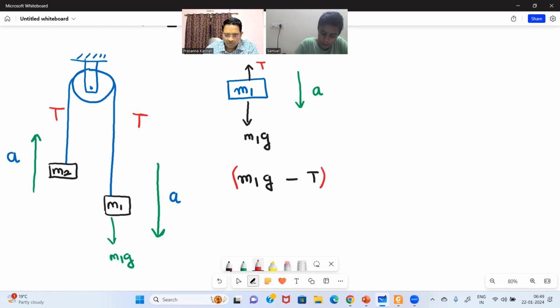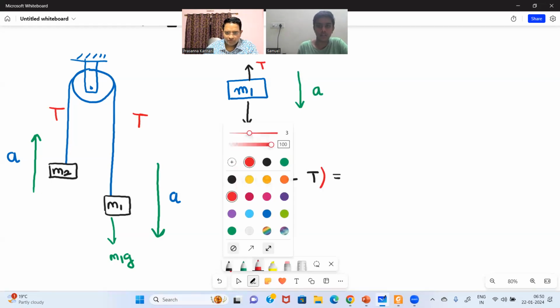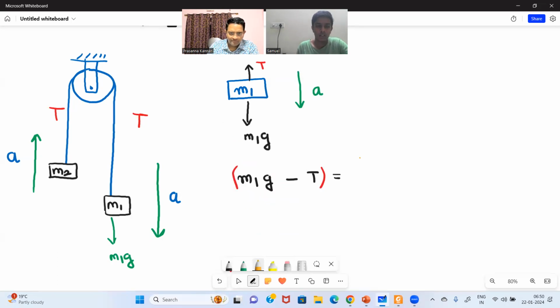And according to Newton's law, what is net force equal to? According to Newton's second law, net force is equal to mass into acceleration. What is Newton's second law? Net force acting on a body is equal to mass times acceleration. What is the mass? M1, into acceleration. This is one equation. Is that clear? Yes. Let me call this equation 1.